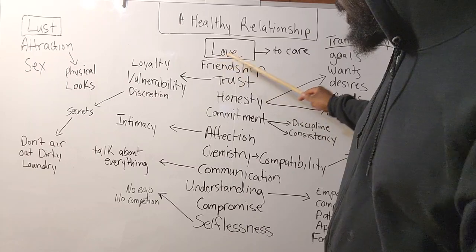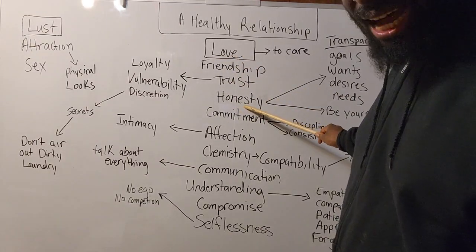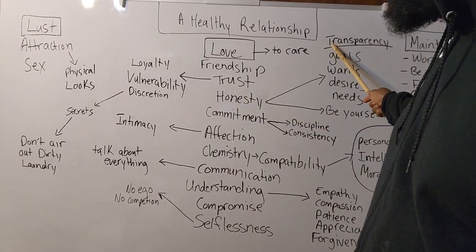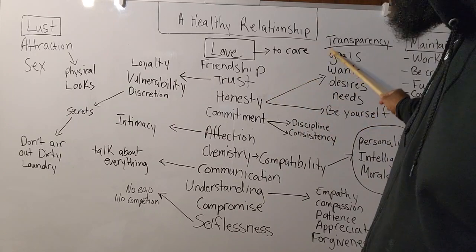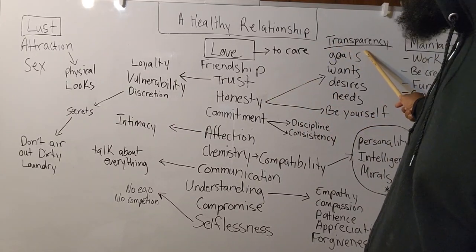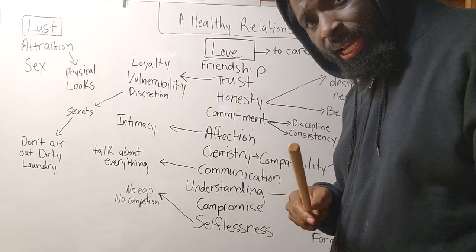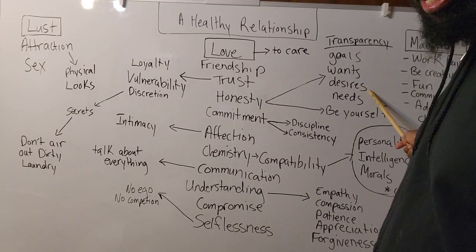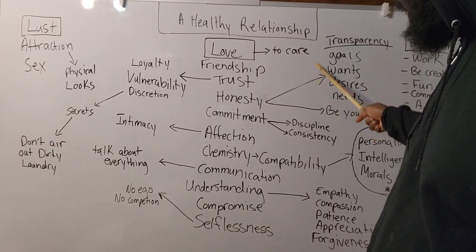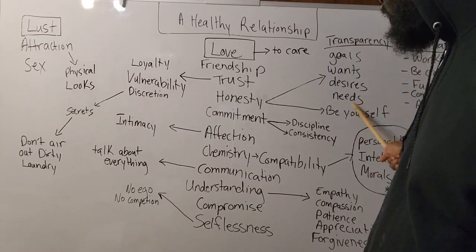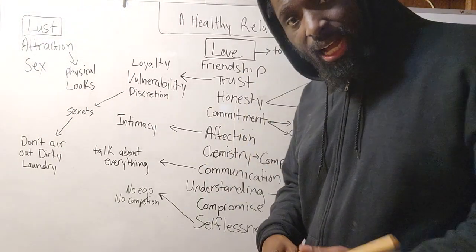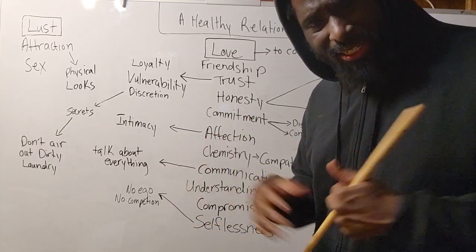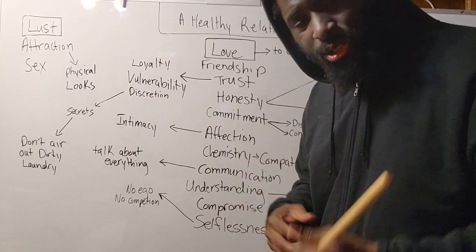The next part of love is honesty. When people refer to honesty, it goes to transparency. You see the arrow? You have to be transparent with your partner. They have to know your goals, your wants, your desires, your needs. Speak these things out. Tell them what you want and what you need from the relationship. Be vocal and be honest with your partner.